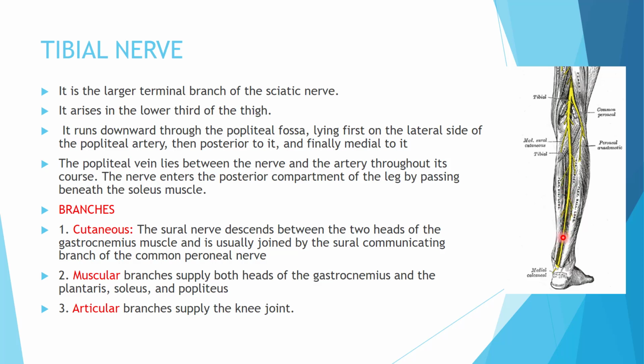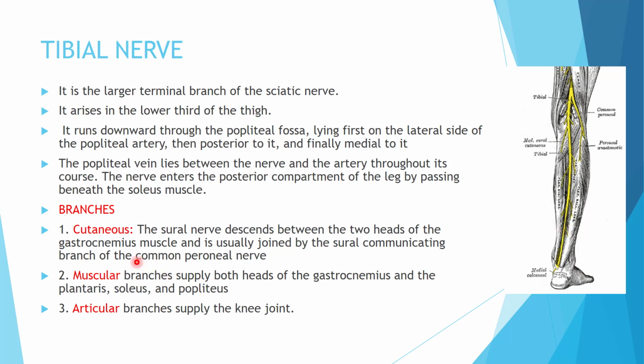Okay, now the branches of the tibial nerve. How many branches are there? Number one is the cutaneous branch. Remember, the name of the cutaneous branch of the tibial nerve is the sural nerve. It descends between the two heads of the gastrocnemius muscle, and it is usually joined by the sural communicating branch of the common peroneal nerve.